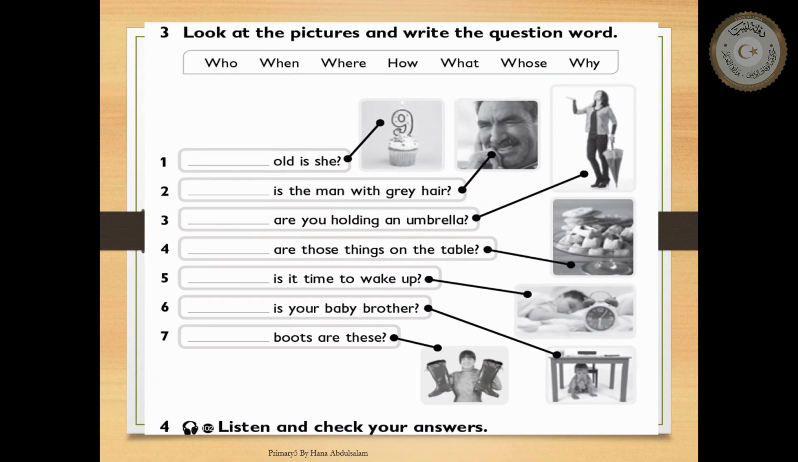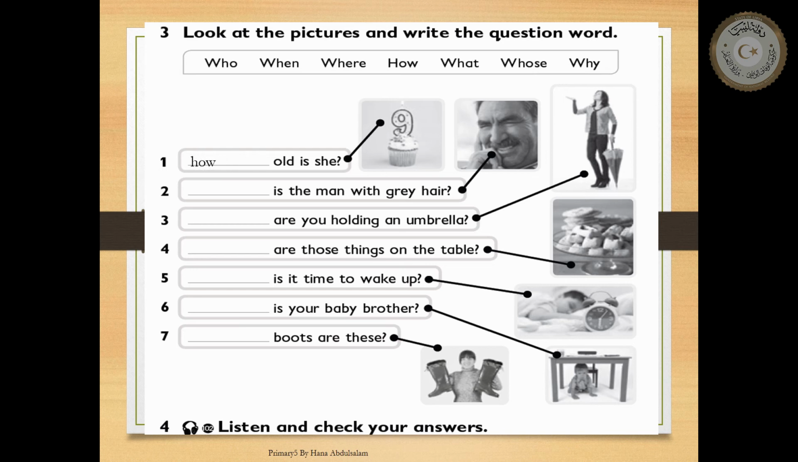Okay, now number 3. Look at the pictures and write the question word. So we have question words. Do you still remember them? Who, when, where, how, what, whose, and why. So we will start with number 1. The question is, how old is she? We need a number. How old is she?